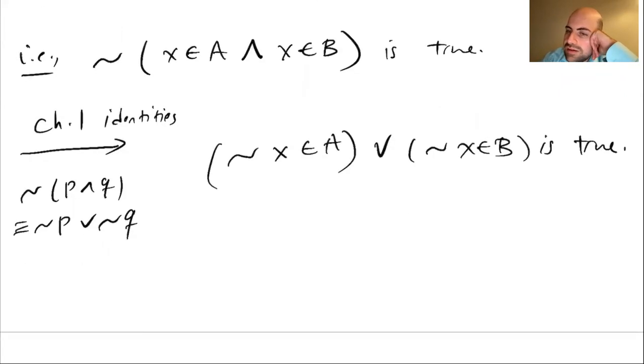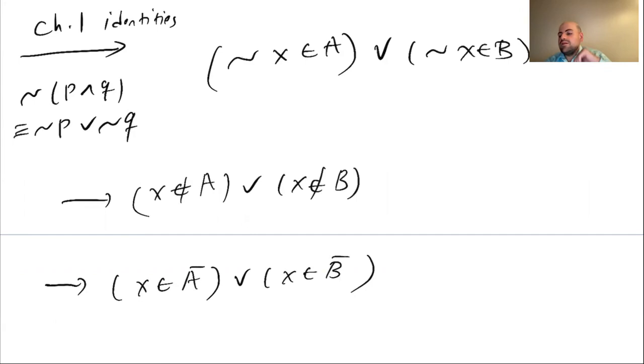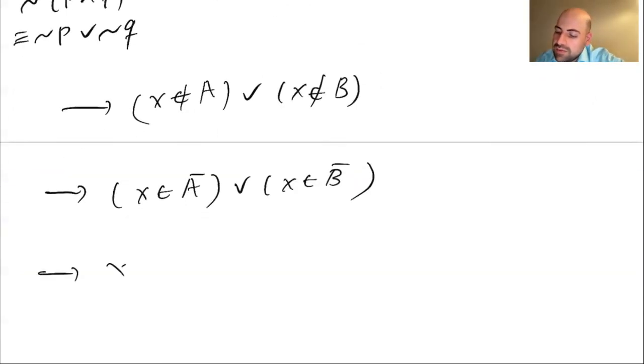Okay, now what is the negation of "X belongs to A"? It is X does not belong to A, or X does not belong to B. X does not belong to A is the same as X belongs to A complement, or X belongs to B complement. X does not belong to A means X belongs to A complement. And then this means X belongs to A complement union B complement, by the definition of union. When can I say that X belongs to the union of two sets? If X belongs to the first set, disjunction, X belongs to the second set.